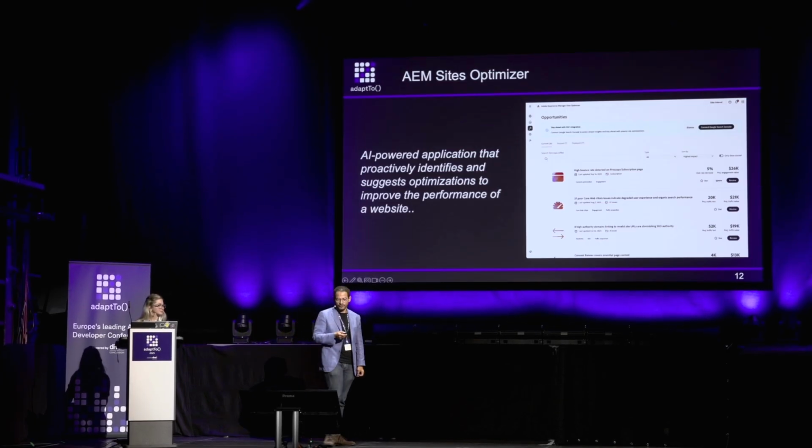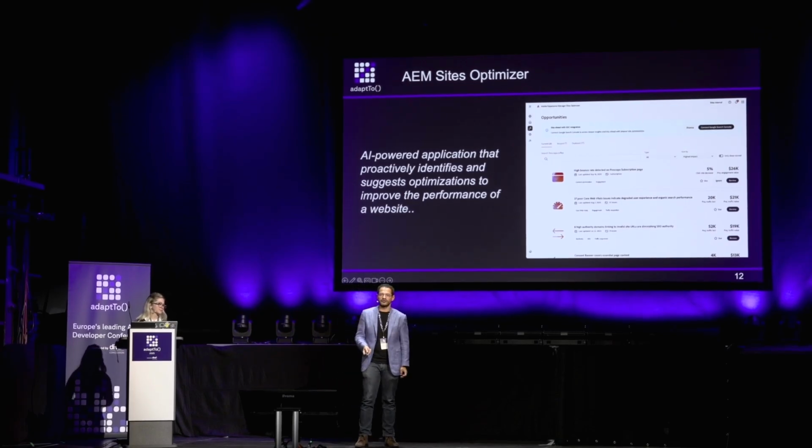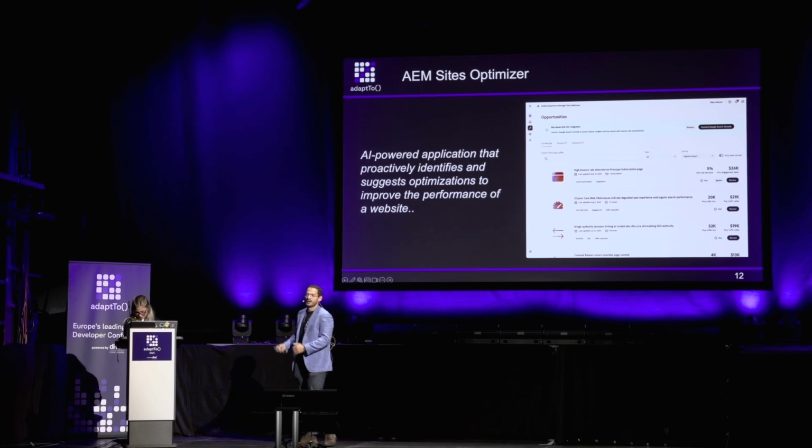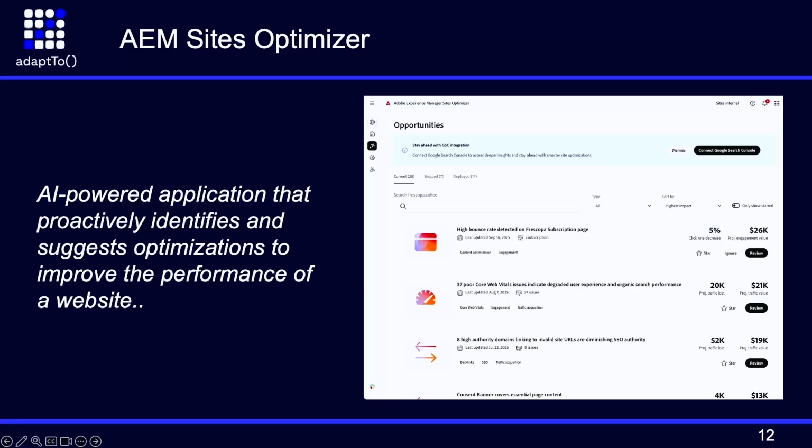So I'll start off with how we got here, right? So how did we come up with this idea of creating a tool, the LLM Optimizer? So we started off, well, at least I started in Adobe in the beginning of the year with Sites Optimizer. So it's an AI-powered application that proactively identifies, suggests optimizations, and improves the performance of websites. So it is live. It's a great tool. So I'm the SEO and GEO specialist, but it also covers many other things.